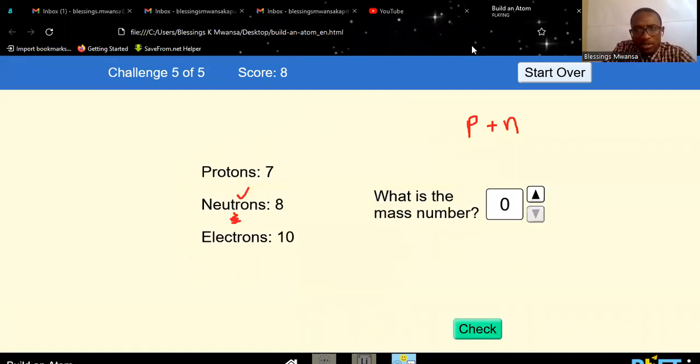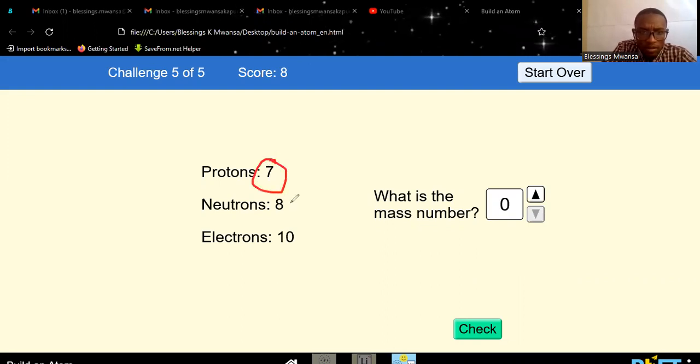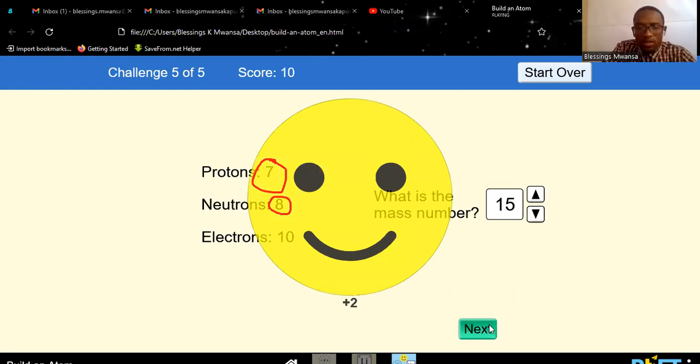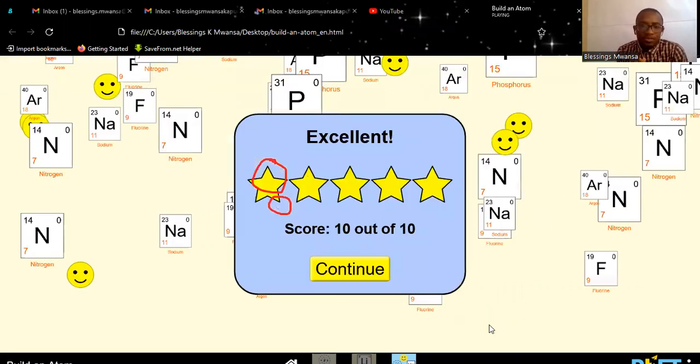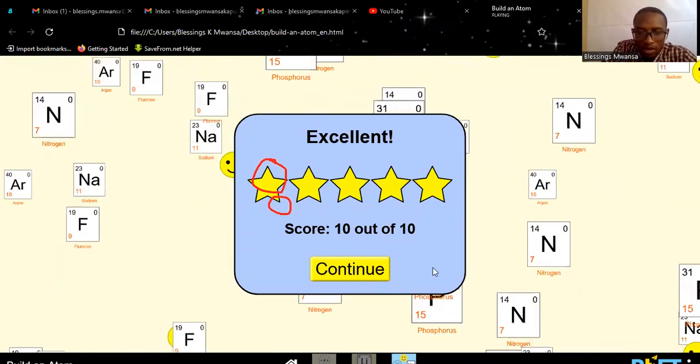Excellent. We have another question. How do we figure this one out? What is the mass number again? So to get the mass number, remember it's proton added to neutron. So 7 plus 8. Exactly 15. So this gives us 15. So let's confirm the mass of this particular atom, 15. And that is super correct. That is 10 out of 10. Let's move on to look at the next challenge.